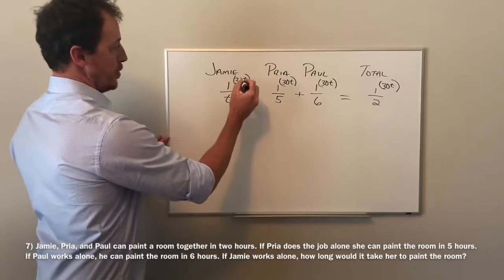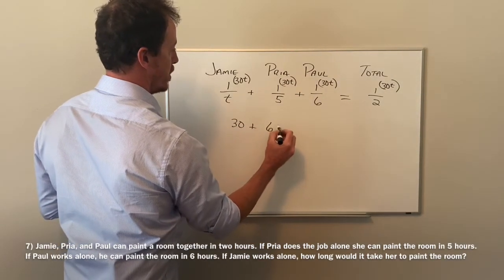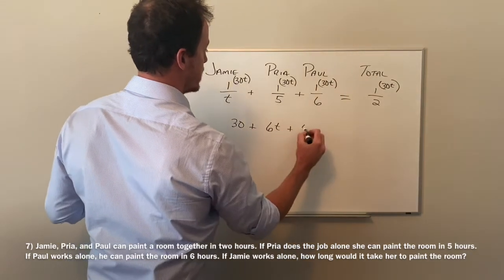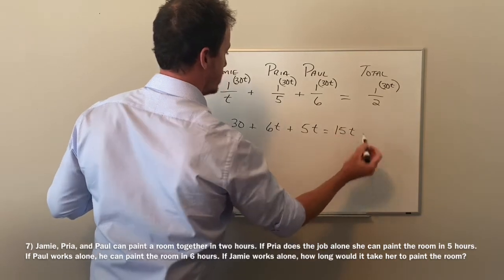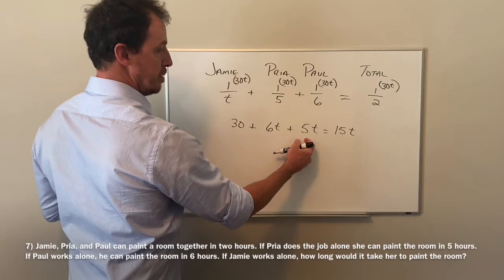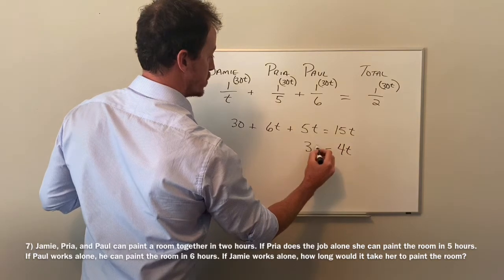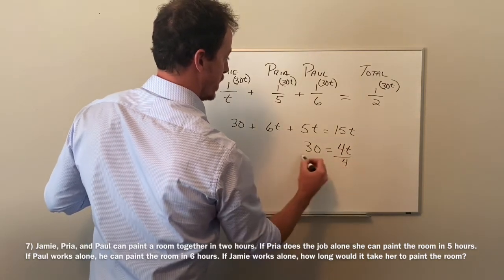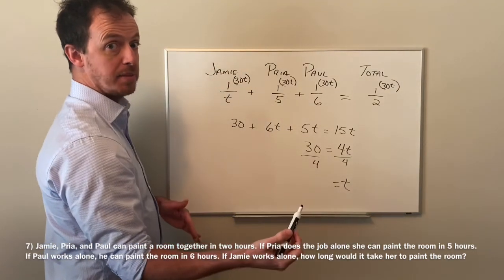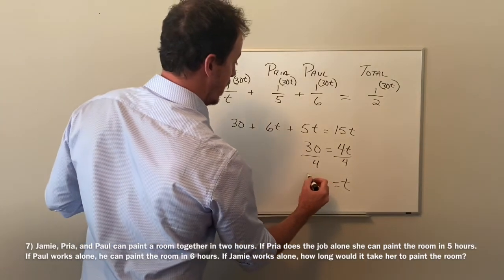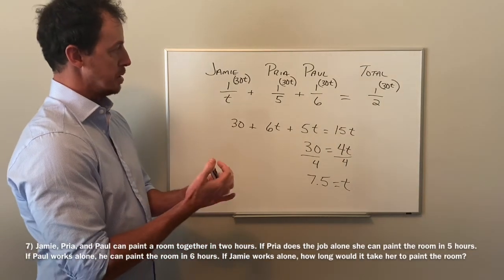30t over t would just be 30. 30t over 5 would be 6t. 30t over 6 would be 5t. And 30t over 2 would be 15t. This is 11t. If I subtract it over to this side, that would be 4t. So 4t equals 30. And then we're just going to divide both sides by 4. T is 30 over 4, which is 15 over 2, which is 7.5. So it would take Jamie 7.5 hours to do it by herself.